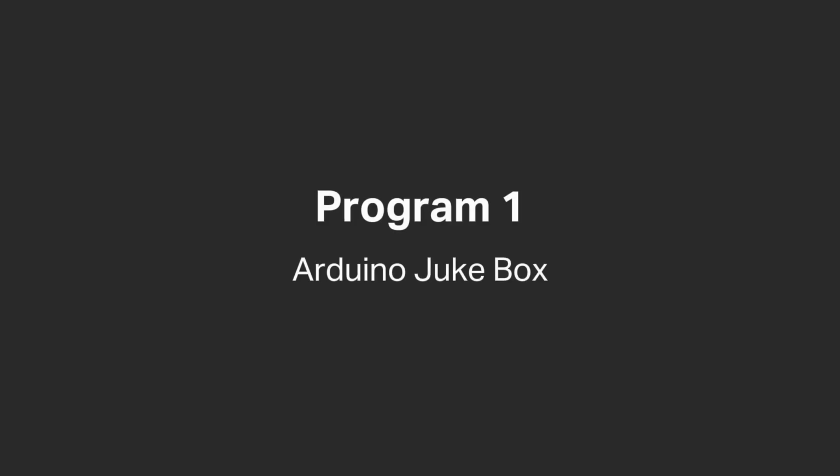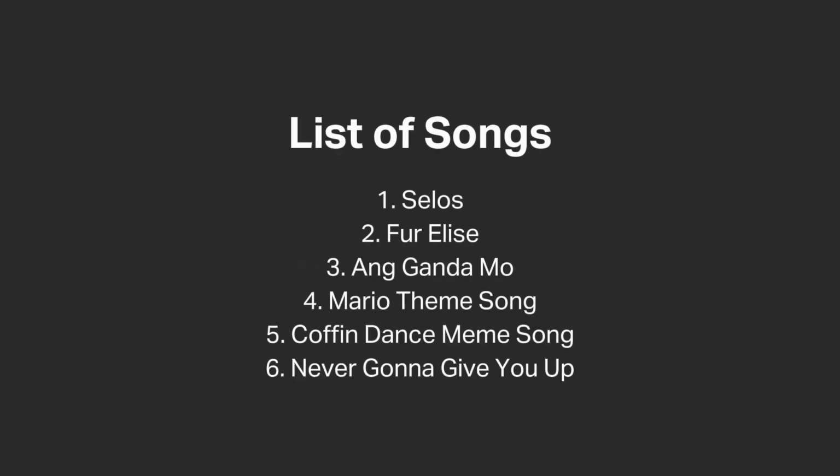Program number 1. In this program, we are tasked to make a musical jukebox. The list of songs will be listed in a serial monitor, and we can control which song to play using the keypad. The list of songs are number 1, Celos, number 2, For Elise, number 3, Ang Ganda Mo, number 4, Mario Theme Song, number 5, Coffin Dance Meme Song, and number 6, Never Gonna Give You Up.